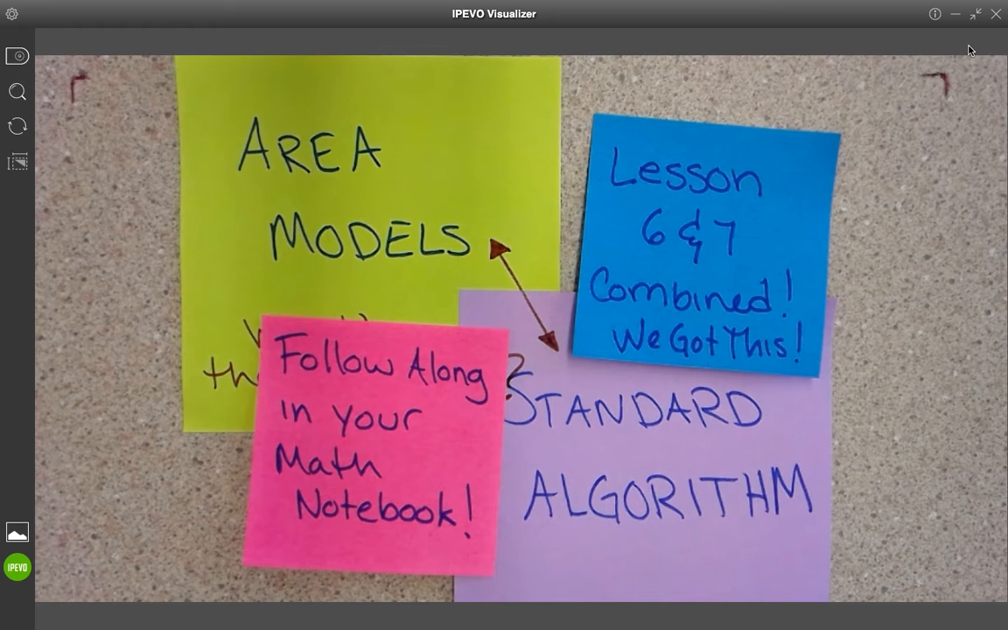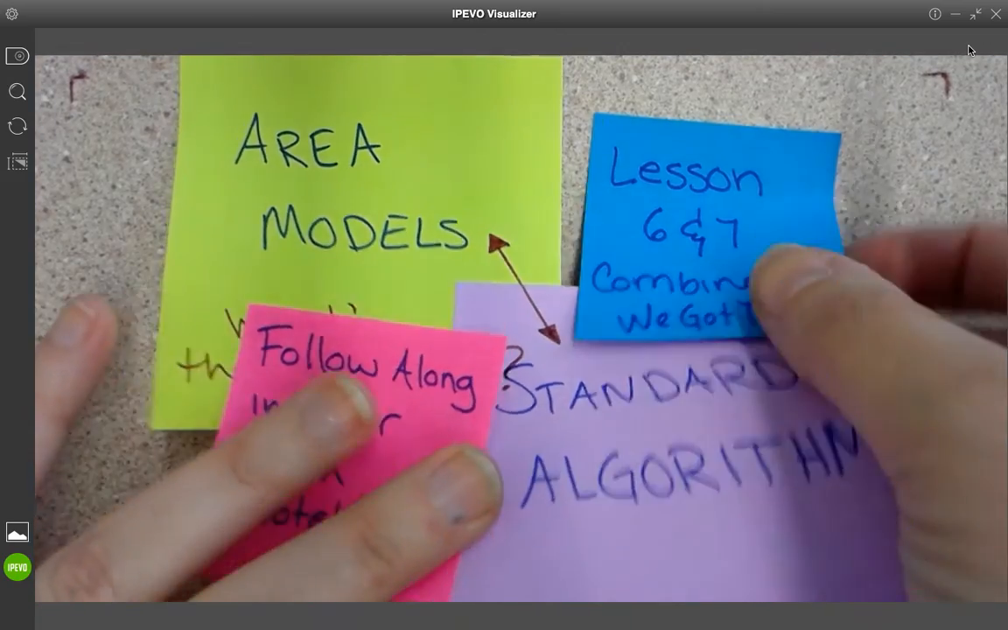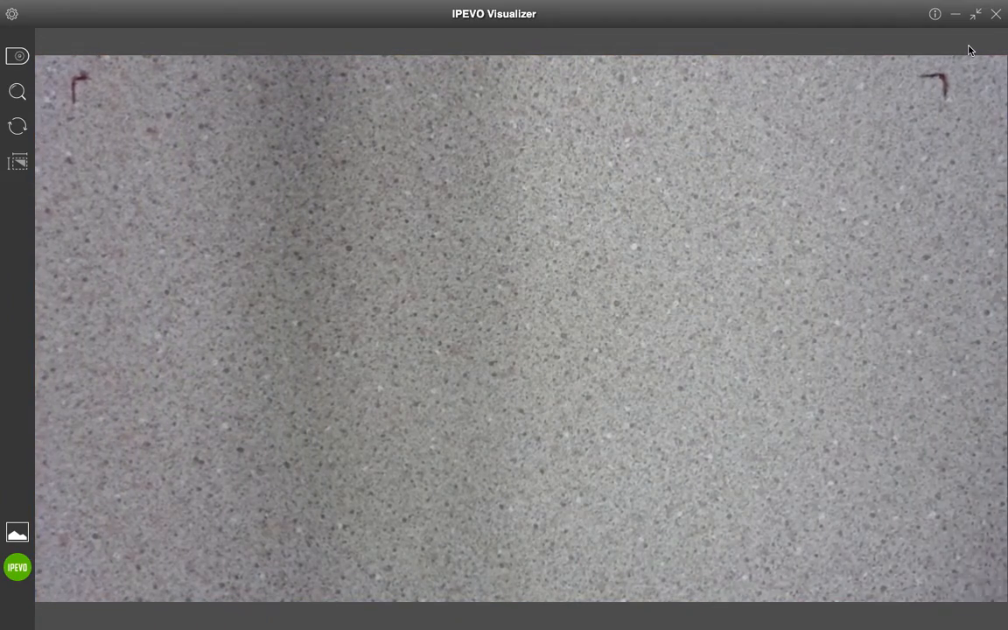Remember, you can always pause the video, replay it, or even watch it over again so that you can make sure that you are able to complete your problems independently and on your own. You can pause the video now if you need to go get your math notebook. All right, welcome back. Glad you're ready to go with your math notebooks.